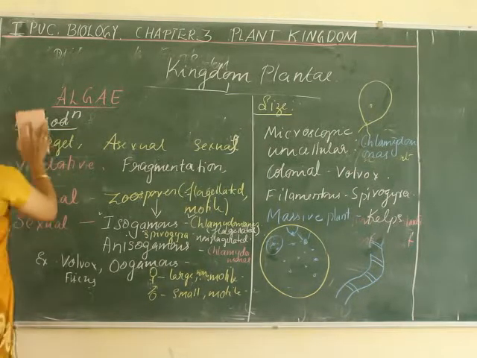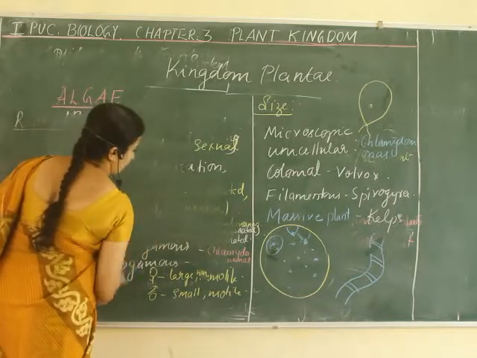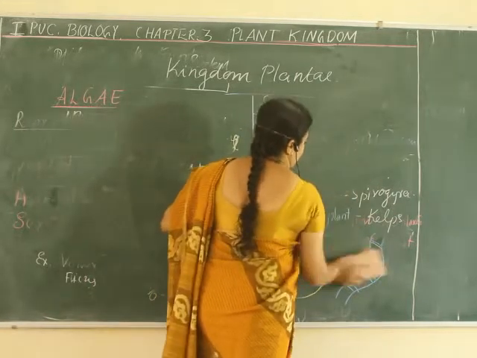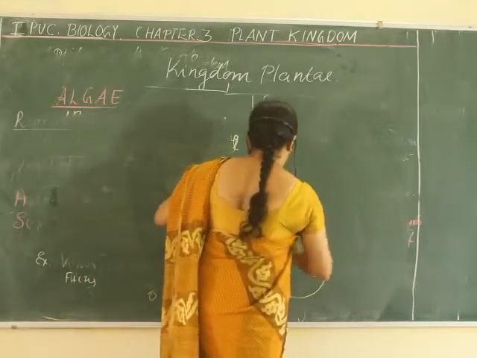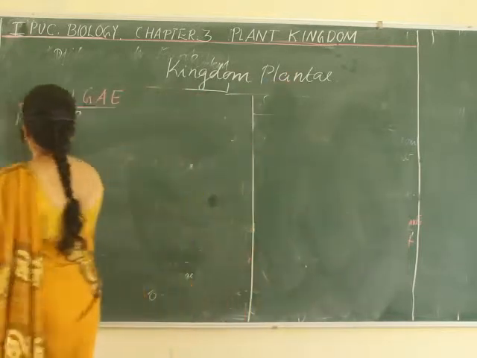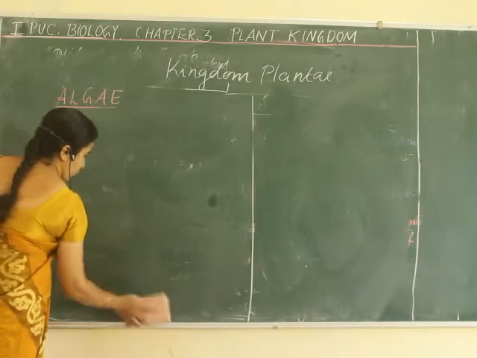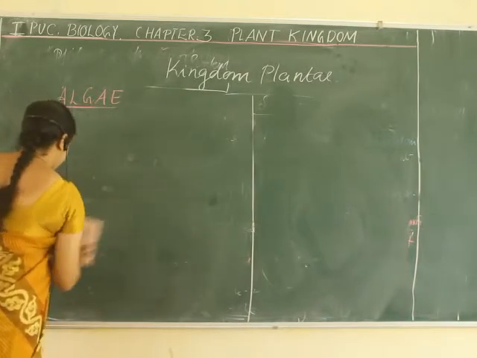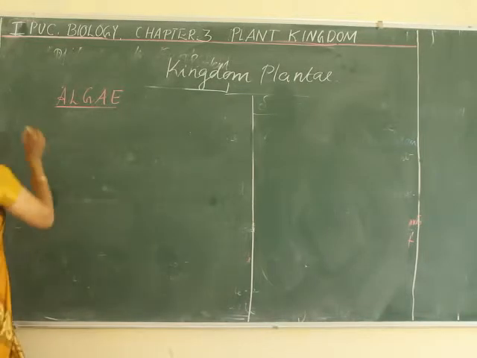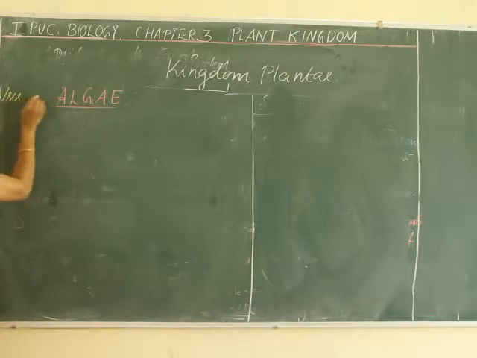Next, let us understand the uses of algae. How are algae useful? Algae are very highly used nowadays, and many products are obtained from algae. Most importantly, in the ocean they are the major producers of oxygen. So, the uses of algae. What are the uses of algae?